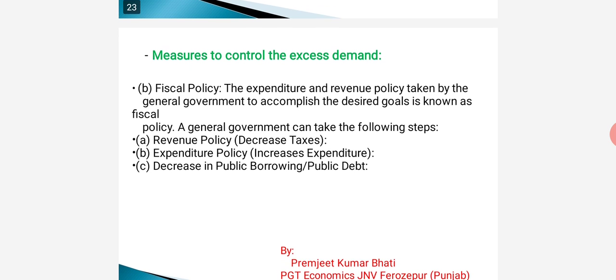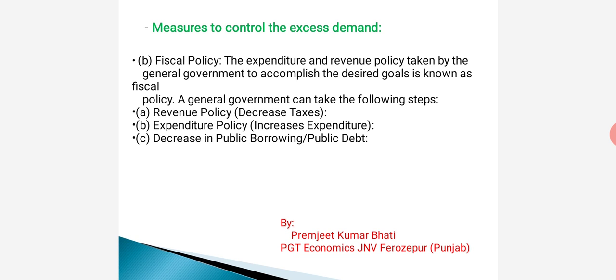So in fiscal policy, what happens? In revenue policy, taxes decrease: the government will impose fewer taxes on people so that their purchasing power will increase. Increase in expenditure, like welfare programs, developmental programs, or unplanned expenditure, will be increased by the government so that people will have more disposable income to demand. Next is decrease in public borrowing or public debt. The government can borrow from the public, so the government should decrease it, because if the government borrows less from people, people will get more income to spend on consumption or investment, so demand will increase.